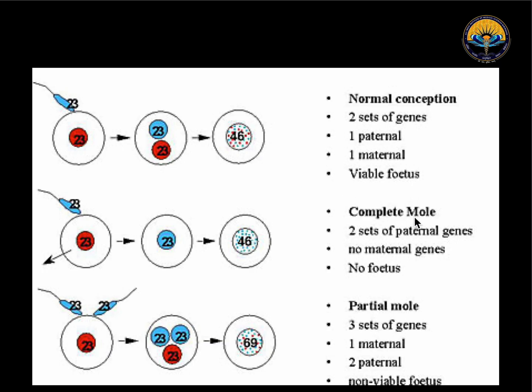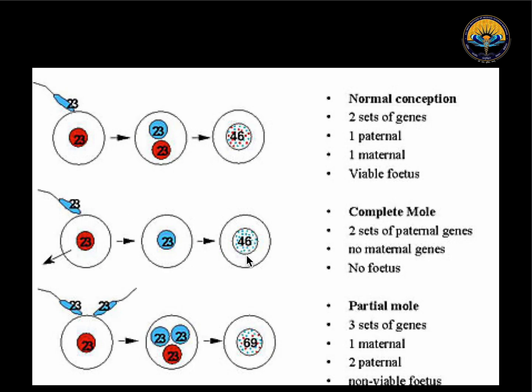However, what happens in a complete mole is that the ovum is empty. The maternal component goes out, so we have an empty ovum. In this empty ovum, we could have one of 2 things. First, a single sperm goes inside, duplicates, and forms a 46 chromosome zygote. Or second, the empty ovum could undergo fusion with 2 sperm, that is dispermy.